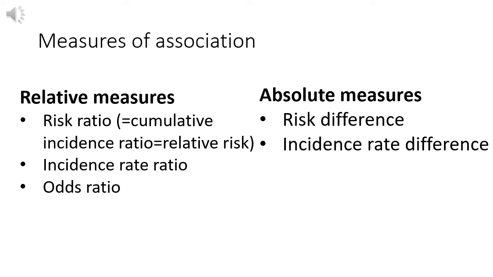Now let's talk about how we can express an association in absolute measures. Absolute measures of association are risk difference and incidence rate difference.